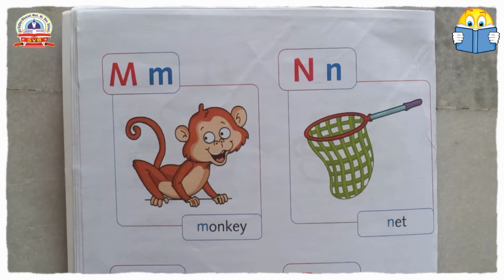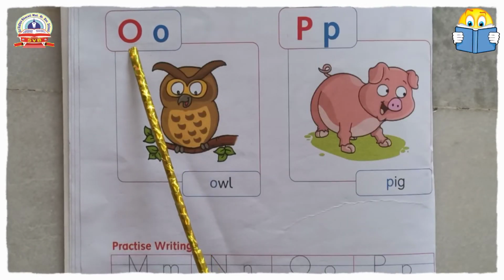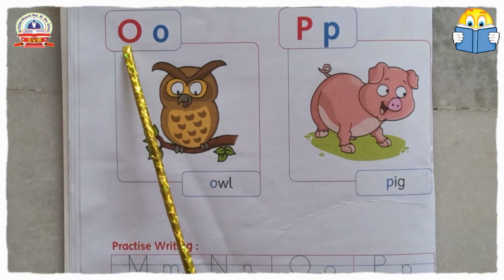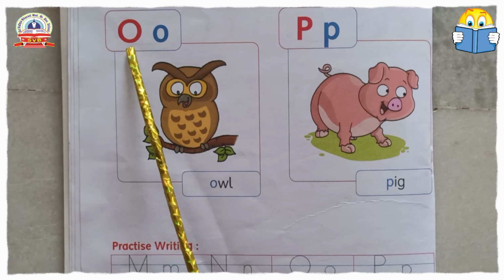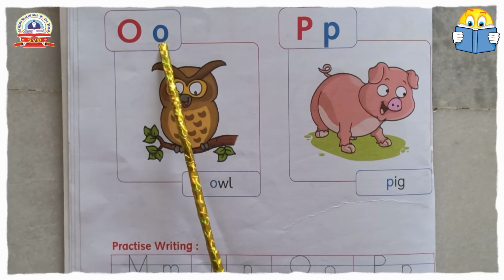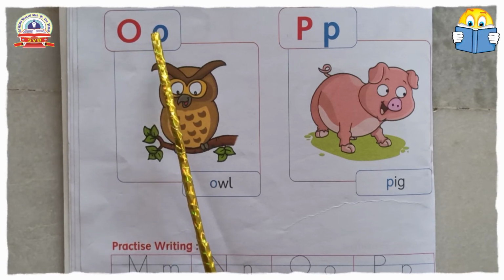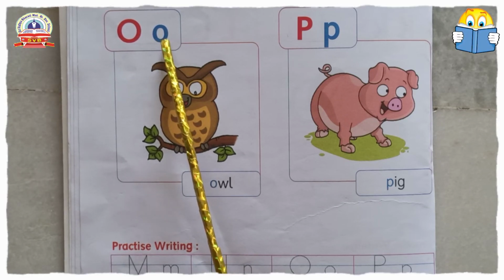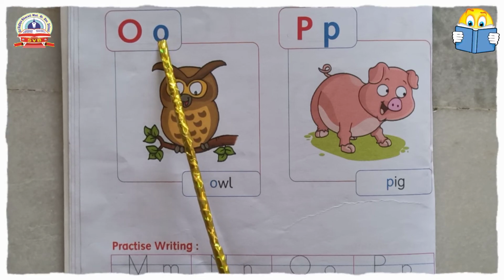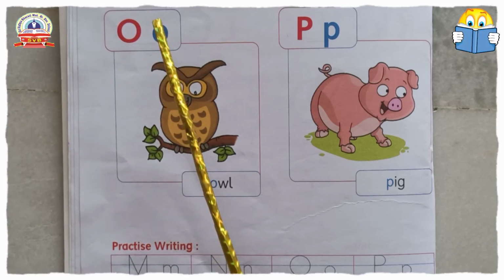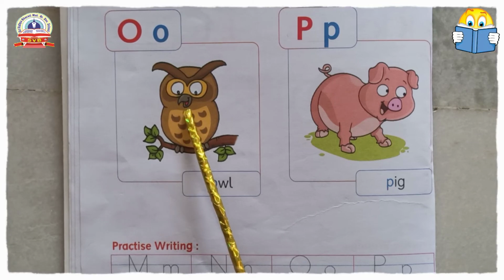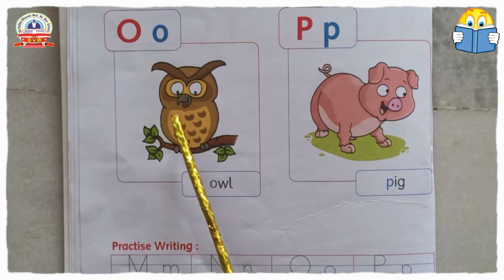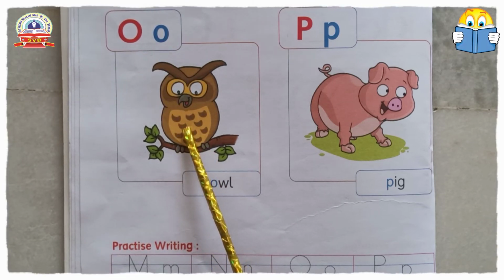Now look at the next picture. This is capital letter O. This is small letter O. Sound of O is O. O. Owl. Good children.